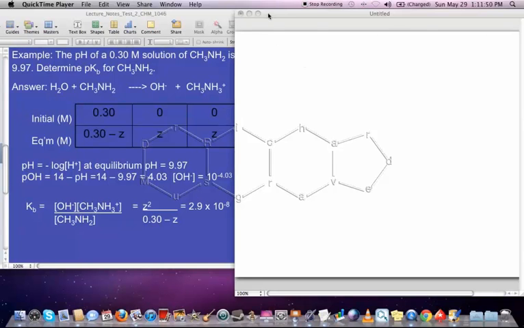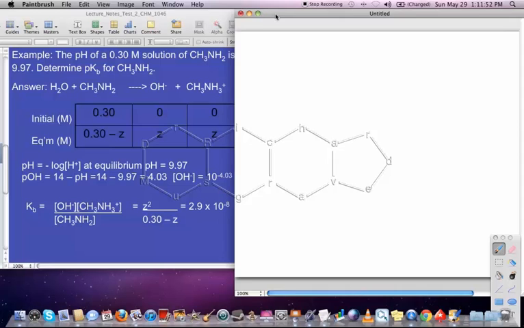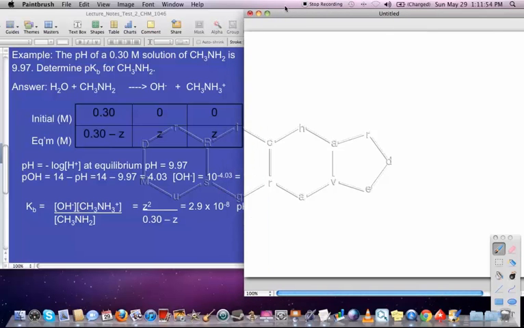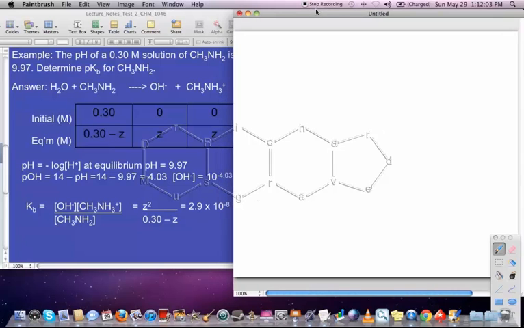What I'd like to do now is show you how to do a calculation of a Kb value and a pKb value given the initial concentration and the pH of an equilibrium solution. Right, so what we're going to be working with is CH3NH2.